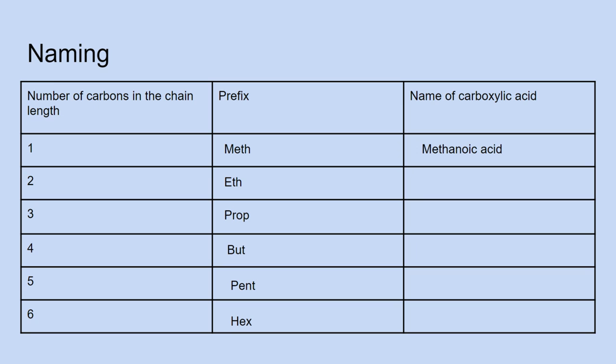Okay, so let's go through the answers. We have ethanoic acid, propanoic acid, butanoic acid, pentanoic acid, and then hexanoic acid. Make sure you're ticking your answers as you go through. So give yourself marks, okay? All of these could be marks in an exam.